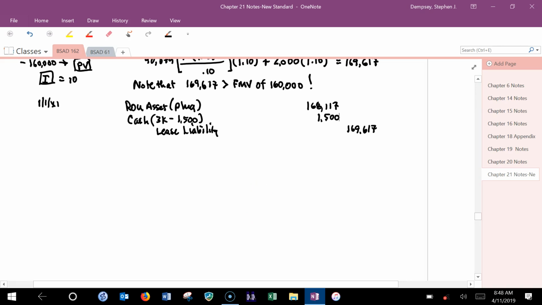What else happens on this date? They make a payment, okay? So reduction of the lease liability. Credit cash. How much is the payment going to be? $40,379, right? So those would be the entries by the lessee on 1/1.